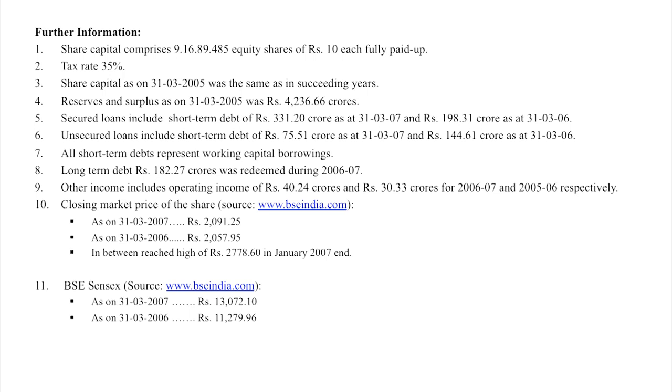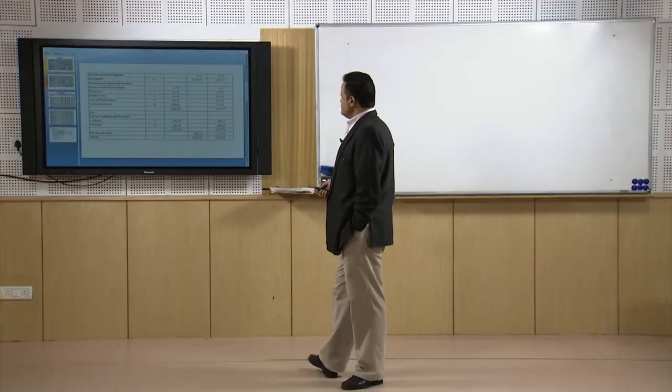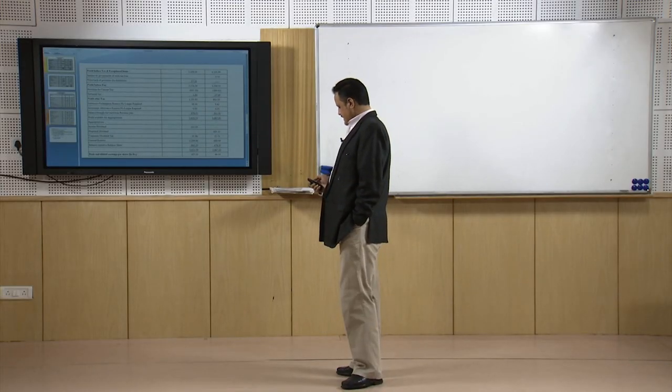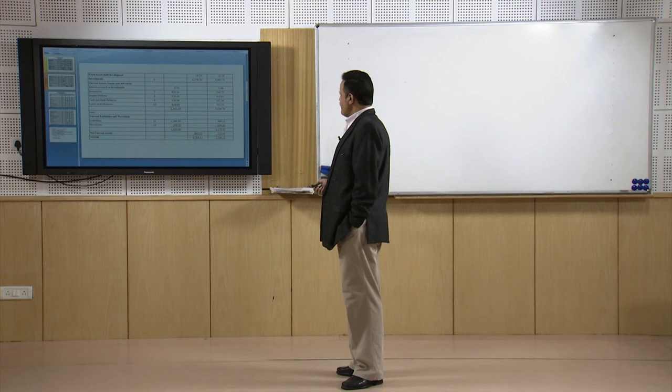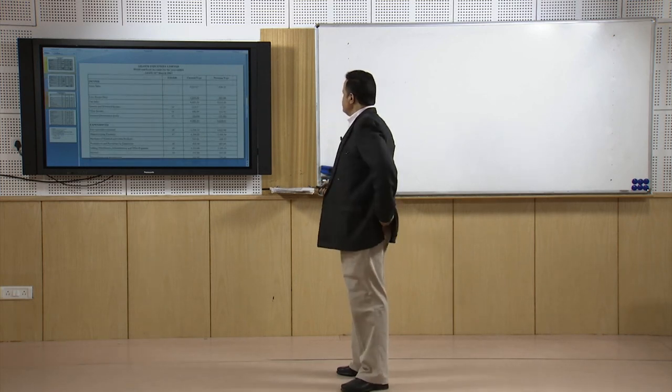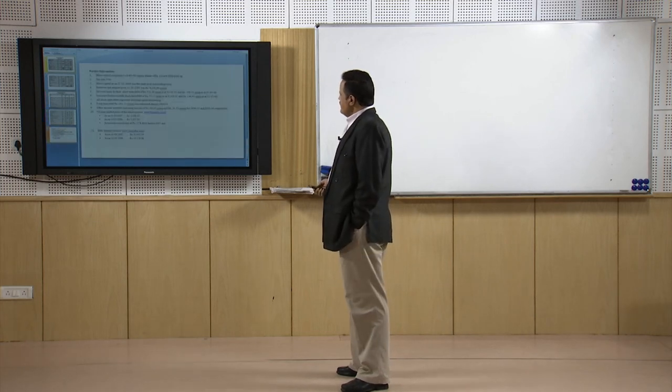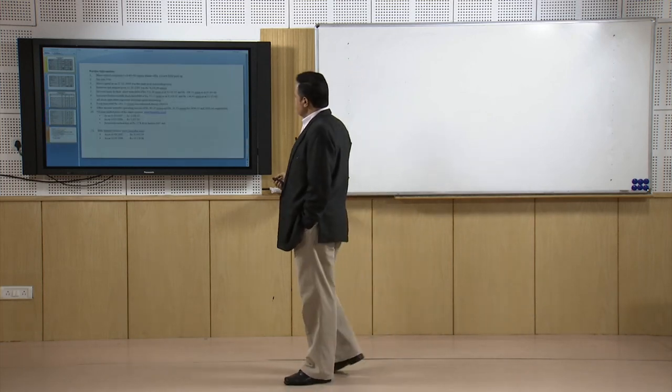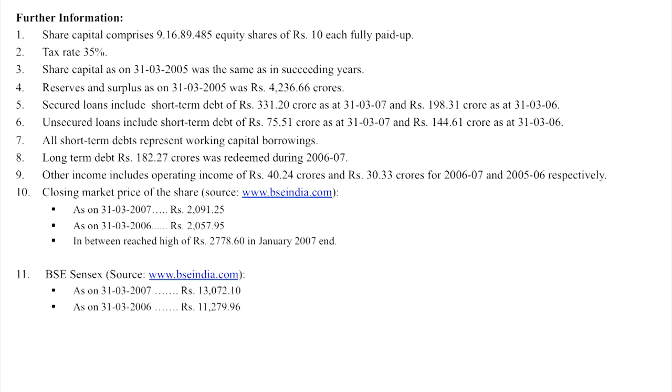And if you look at this information, you see that we have certain other items also. This is the figure of secured loans. So secured loans include a short term debt of 331.20 crores and 198. So it is short term. Short term information is not given to us separately in the balance sheet, it is only given within the secured loans.